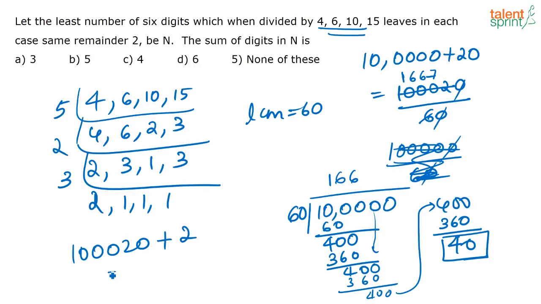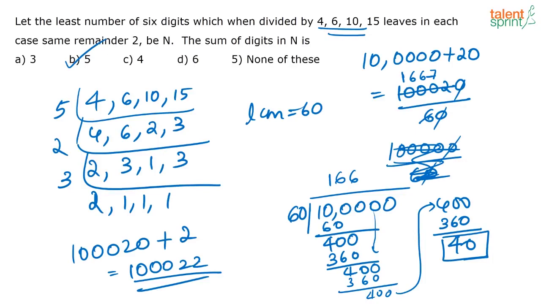Plus 2, that is 100022. So this is the number that we are looking for. Now the question is, what is the sum of digits of this number? 2 plus 2, 4, 4 plus 1, 5. So the sum of the digits of the number is option B, that is 5. So the correct answer here is option B.